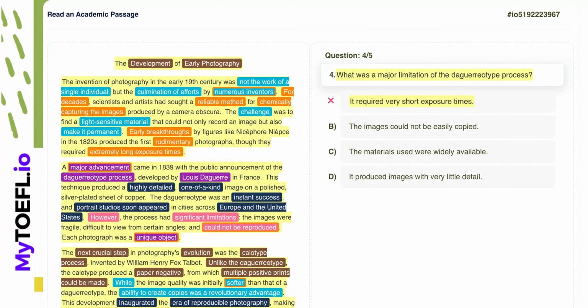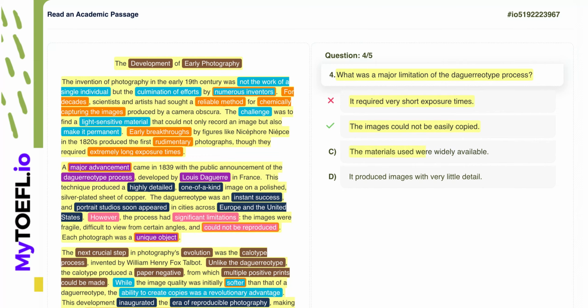Next, we'll examine option B. The images could not be easily copied. Let's check paragraph 2. The passage clearly states as one of the significant limitations that the images could not be reproduced. This is a direct match with the option. It's exactly what the text says. Correct.